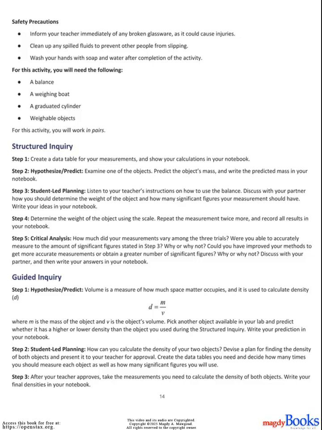Step 2. Student-led planning. How can you calculate the density of your 2 objects? Devise a plan for finding the density of both objects and present it to your teacher for approval. Create the data tables you need and decide how many times you should measure each object, as well as how many significant figures you will use. Step 3. After your teacher approves, take the measurements you need to calculate the density of both objects. Write your final densities in your notebook.